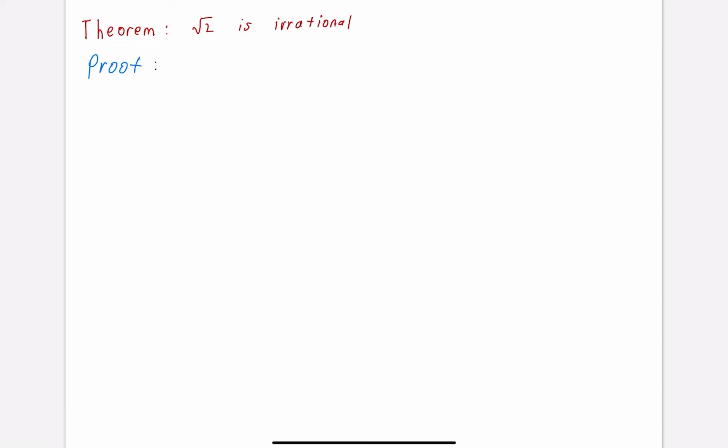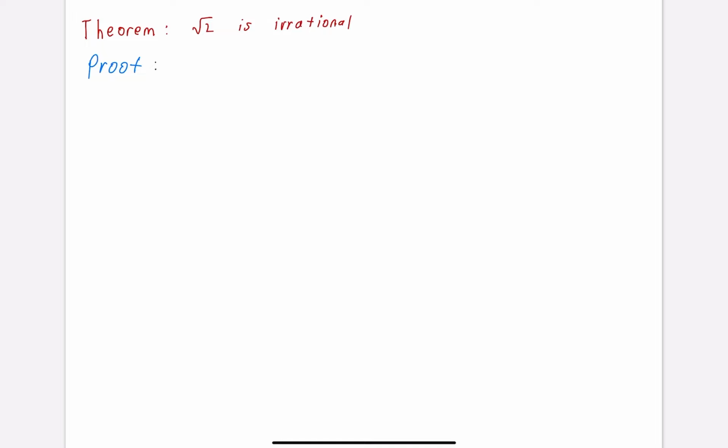Hello everybody. Today I'll be proving that the square root of 2 is irrational. To prove that this theorem is true, I'll use a method of proof known as proof by contradiction, which basically involves assuming the logically opposite statement and then proving that that statement is actually false, and so the original statement or the theorem is true.